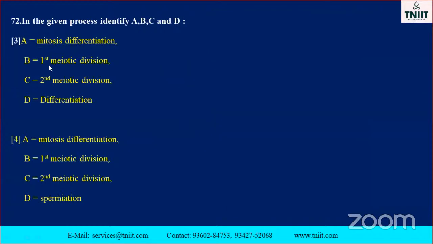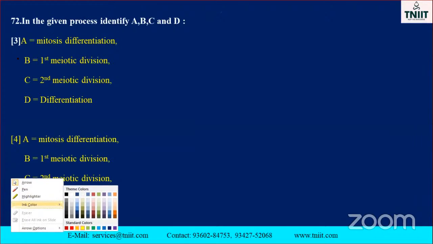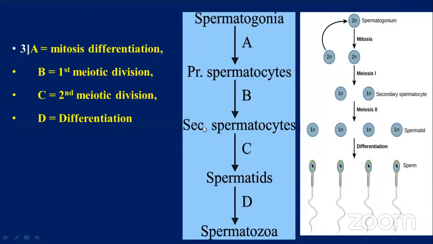The third one is first meiotic, second meiotic, differentiation. So the option is C. Here see that first meiotic, second meiosis, spermiation they have given. Okay, so it is not absent. So the third one is the option. Exactly the correct option is, what is that? Third one.